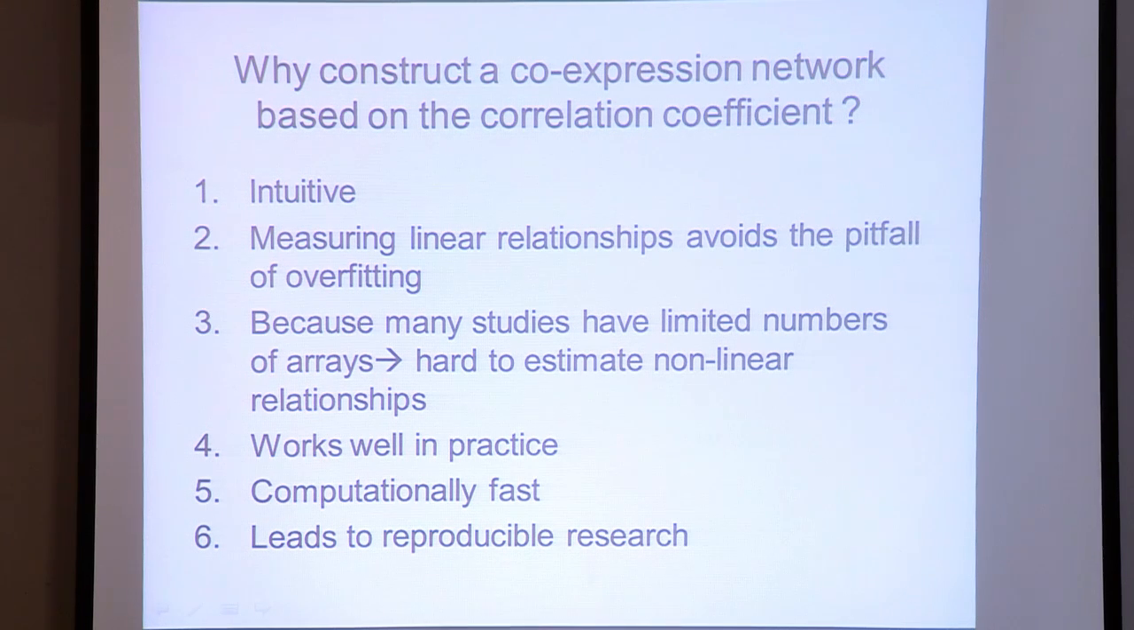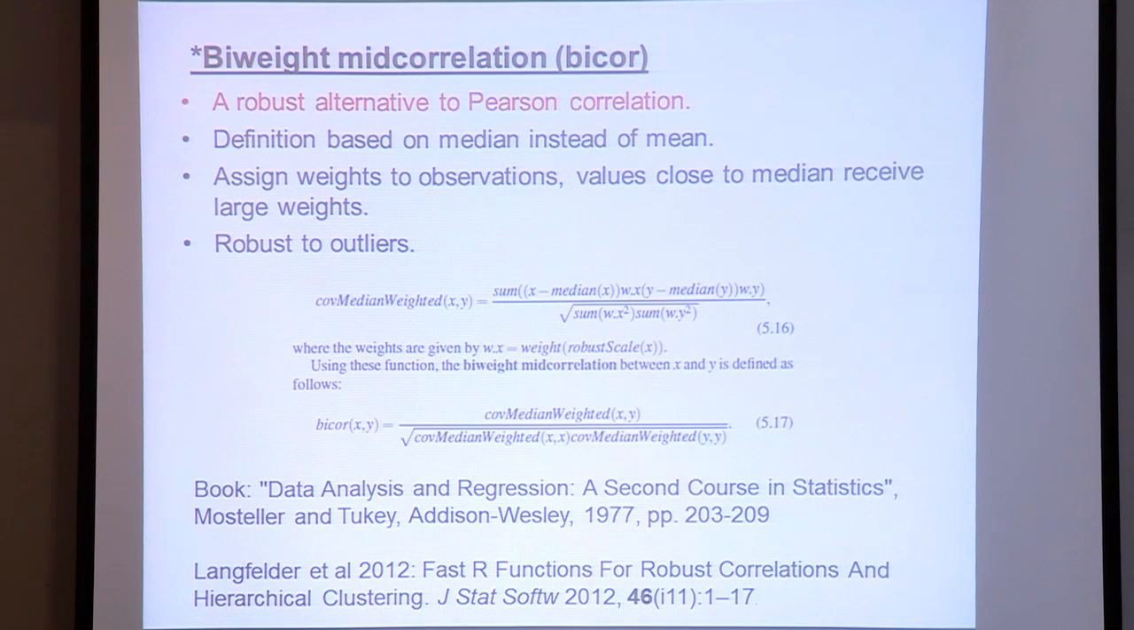Now, fortunately, we have such a measure. Actually, it's been known since the 1970s. There is something called the bi-weight mid-correlation. It's described in many textbooks. For example, here's one from 1977. And so it is a robust alternative to the Pearson correlation.